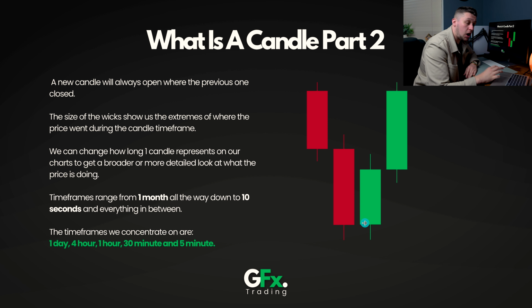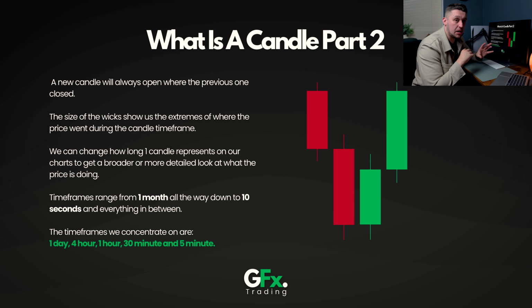The next candle opened where that one closed. And because it's a green candle, we know price went up. It opened here, went up to here, closed. The next green candle opened there, went up to here and closed. So you can see if we was to draw that in a line, it would almost look like a V shape, basically. So price went down, then straight back up again. So the size of the wicks on the candles determine where price went, as I mentioned, during the time frame.